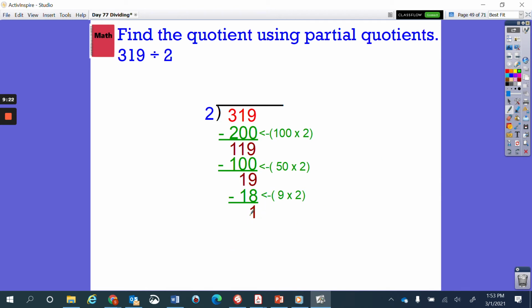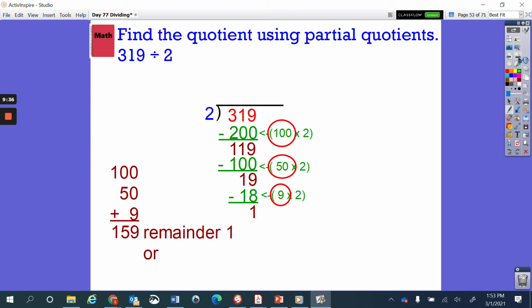Can I make any groups of 2 from 1? No, I can't. So I'm going to just add all of those partial quotients together, getting a total of 159. But I have a remainder of 1 because I wasn't dividing this anymore.